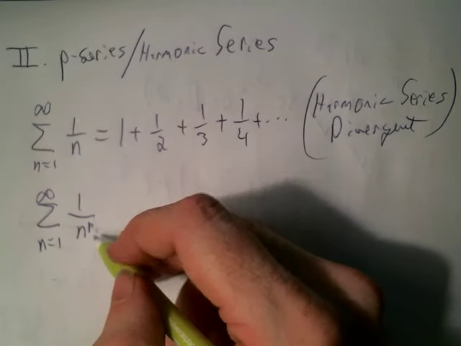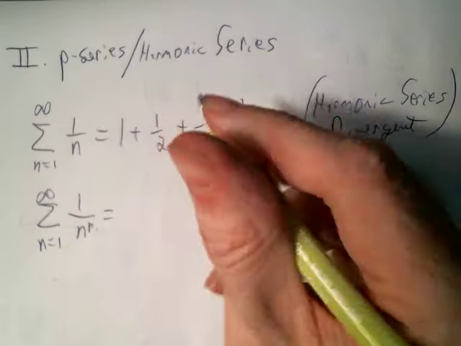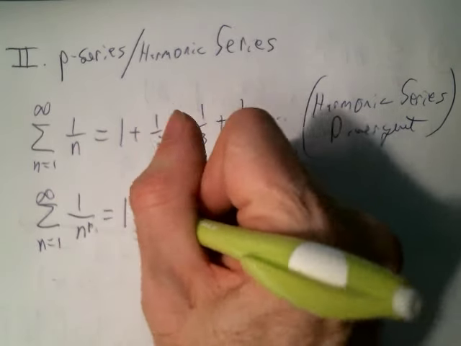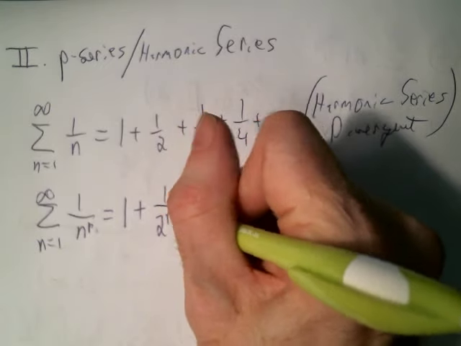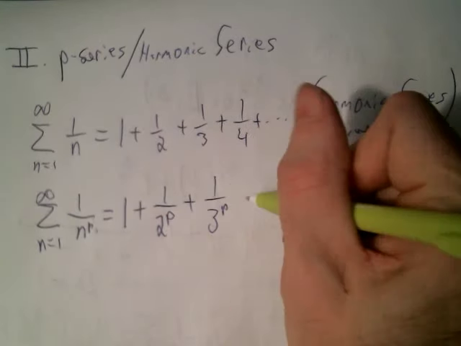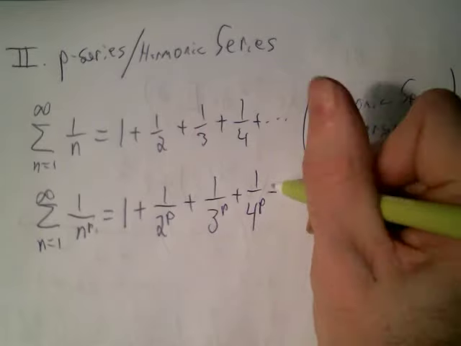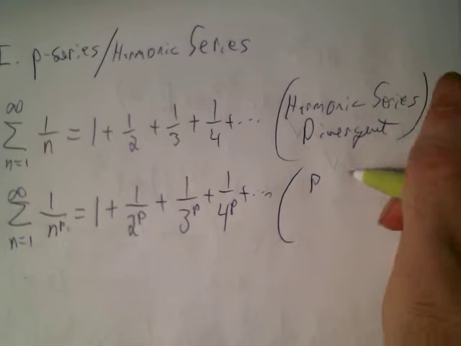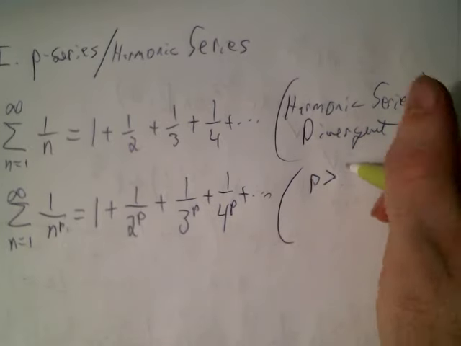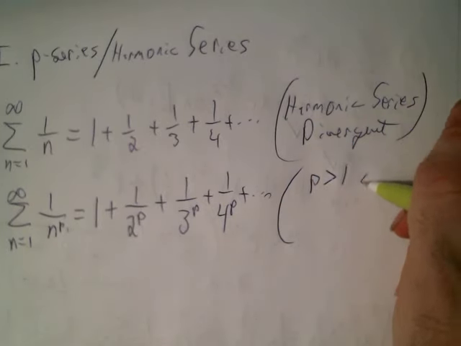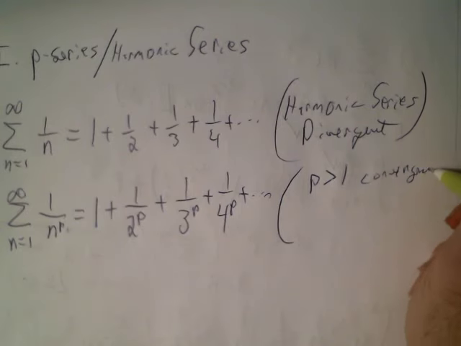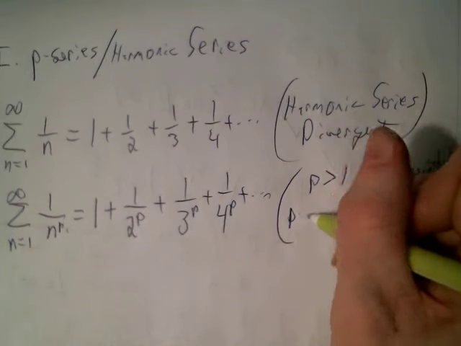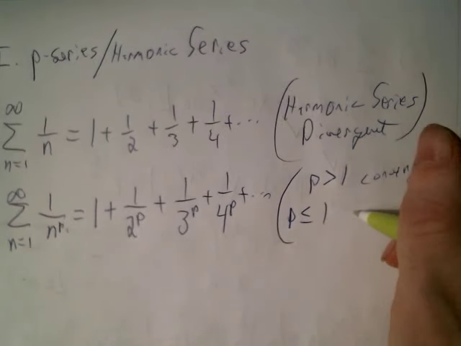Okay? But we can consider these in general then. So let's say this will be 1 plus 1 all over 2 to the p, plus 1 over 3 to the p, plus 1 over 4 to the p, plus dot, dot, dot. And when p is, I always screw this up, greater than 1, it's convergent. If p is greater than 0 but less than or equal to 1, it's divergent.